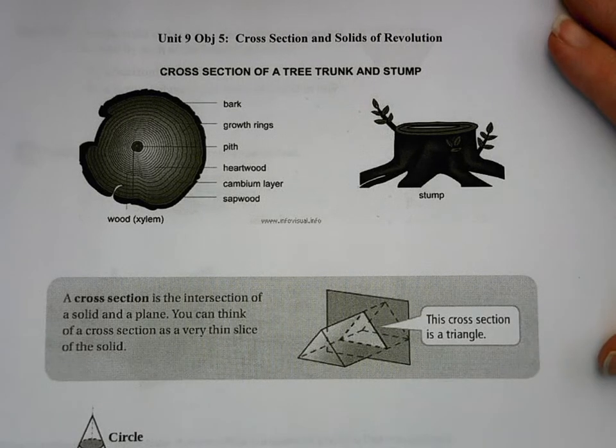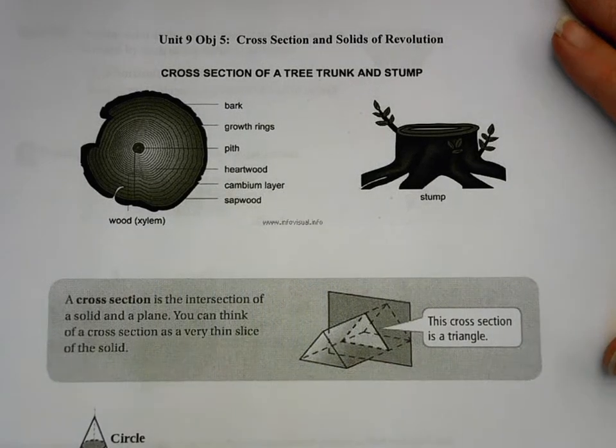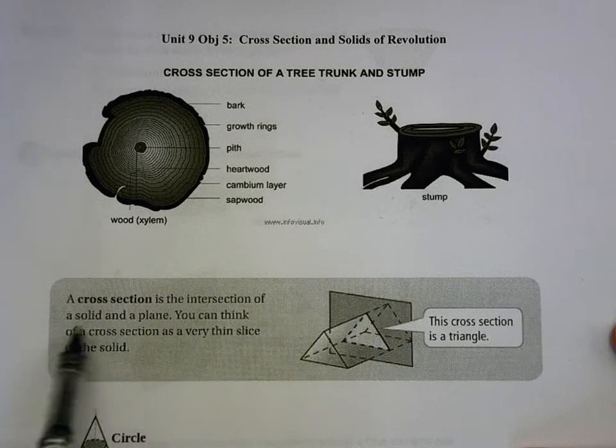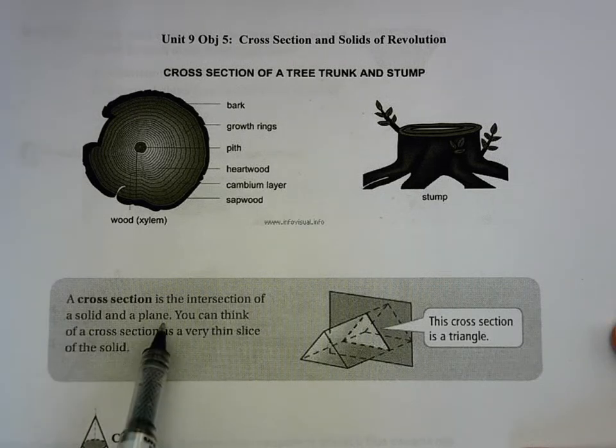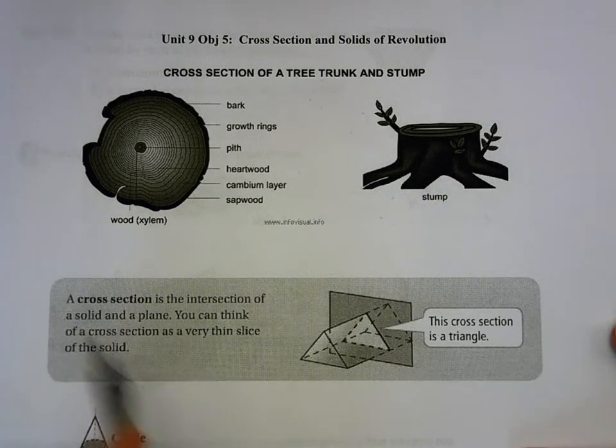Okay, Unit 9, Objective 5 for Math 3 is on cross-sections and solids of revolution. So, in general, a cross-section is the intersection of a solid, our three-dimensional object, and a plane, which is our two-dimensional object. You can think of a cross-section as a very thin slice of the solid.